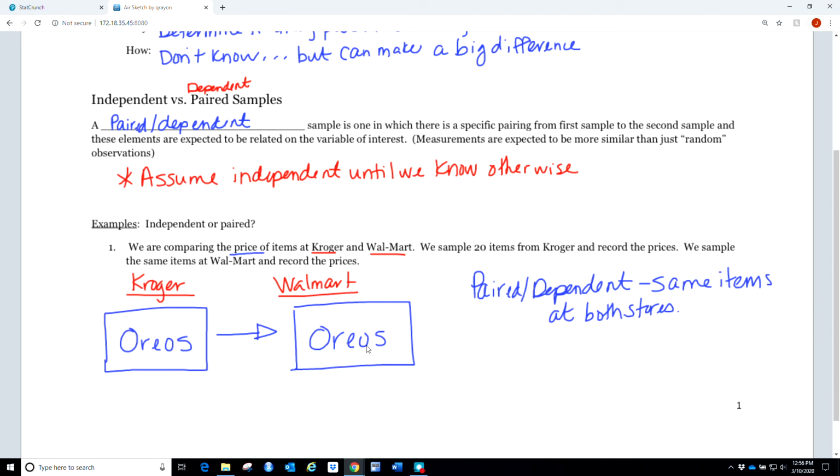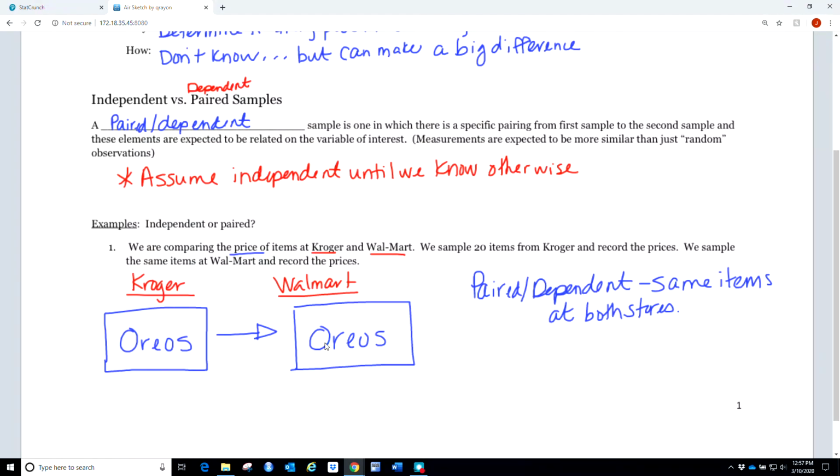Now let's talk about this back to the definition of paired and dependent. So it says a specific pairing from the first sample to the second. So that's from our Kroger to the Walmart. And these elements are expected to be related on the variable of interest. So our variable of interest is price. So I'm expecting the price of Oreos at Kroger to be related to the price of Oreos at Walmart.